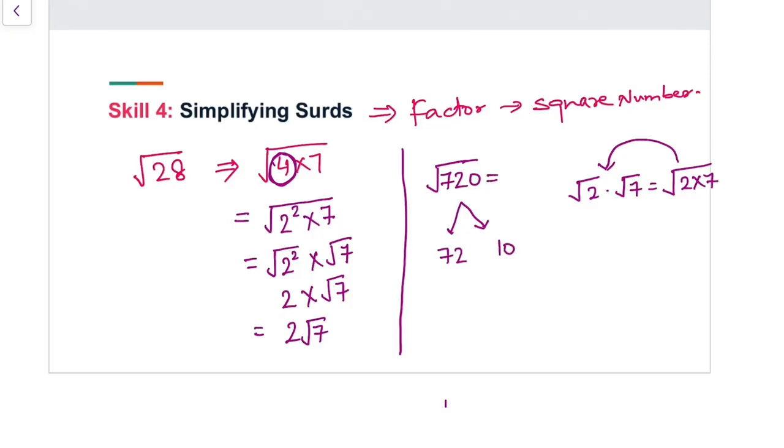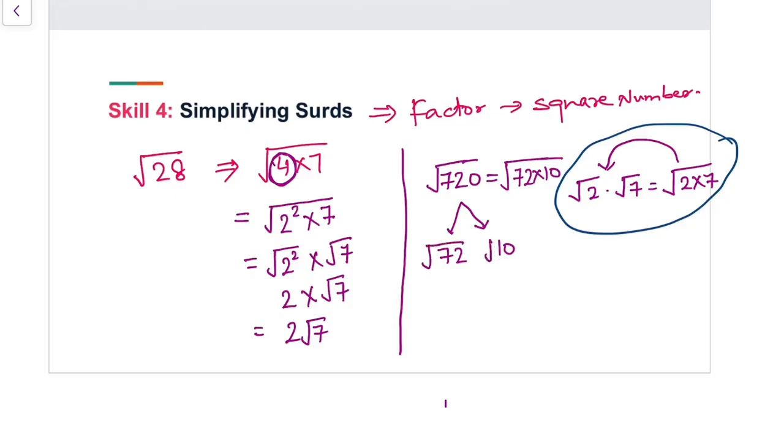So 720 can be written as square root of 72 times 10, right? And using the same rule, I can split it into square root of 72 and square root of 10, right? Now, when I think of 72 and 10, I can think of some factors of them. When I think of 72, I know that 36 is a factor, and 36 times 2 gives me 72, and 36 is a square number. So now in this case I can find a square number as a factor, right?